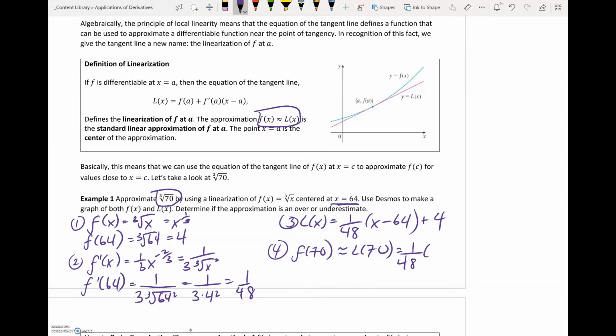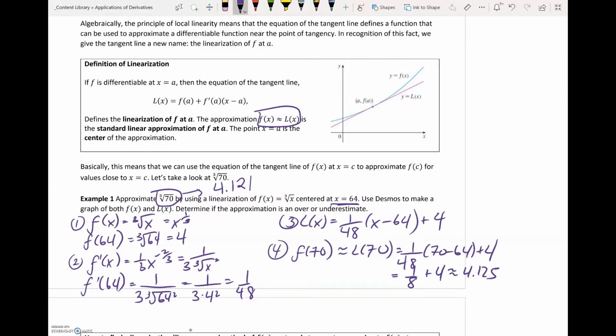Just 1/48 times 70 minus 64, plus 4. If we do this calculation, this will be about 1/8 plus 4. If we simplify this, it's about 4.125. I suggest you put this into your calculator to see if you got a number that's very similar. And if you look in your calculator, it gives 4.121. So we are definitely super close, and we didn't use a calculator to get that.